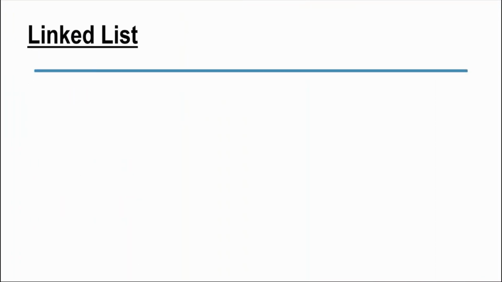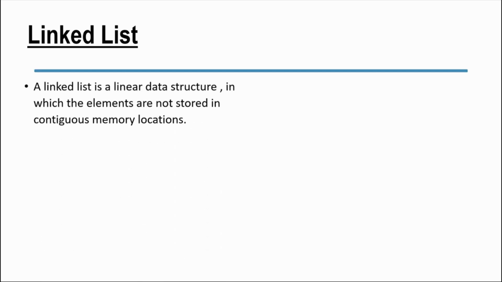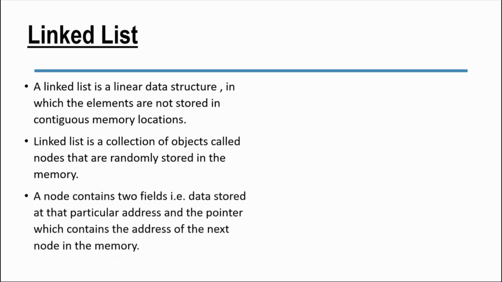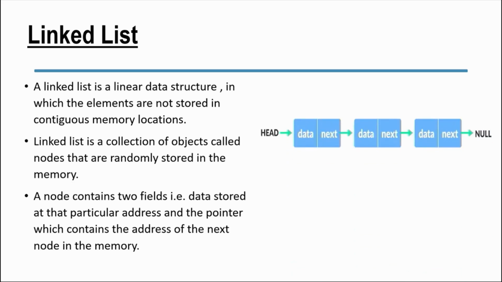Now what is a linked list? A linked list is a linear data structure in which the elements are not stored in contiguous memory locations. So a linked list can be defined as a collection of objects called nodes which are randomly stored in the memory. A node contains two fields, that is the data stored at that particular address and the pointer which contains the address of the next node in the memory.